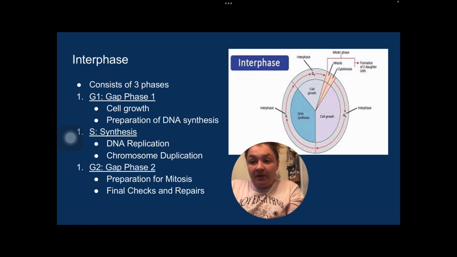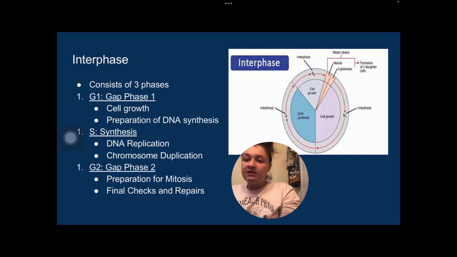Along with DNA replication, the centrosomes, which play a crucial role in organizing the mitotic spindle during mitosis, are also duplicated. In the gap 2 phase, which is usually shorter, lasting around 4 to 6 hours, the cell continues to grow and prepares for mitosis.